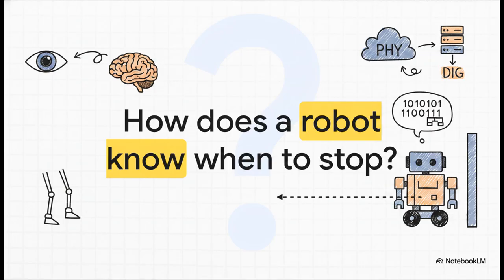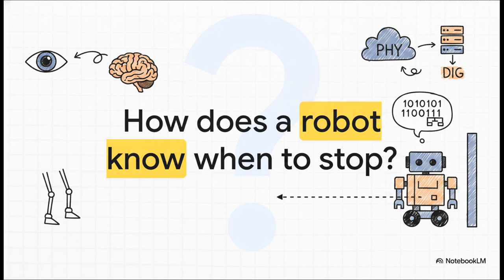I mean, it seems like a simple question, right? For us humans, we just use our eyes. We see a wall, and our brain instantly sends a signal to our legs to stop walking. But a robot doesn't have a human brain. And out of the box, it certainly doesn't know what a wall is. A robot only knows exactly what we tell it.